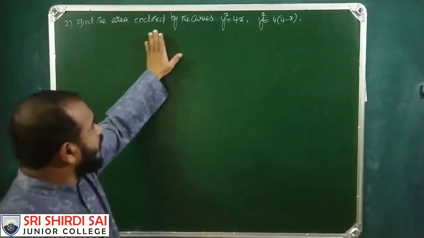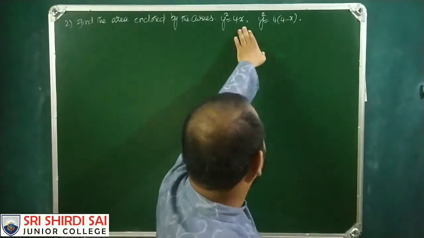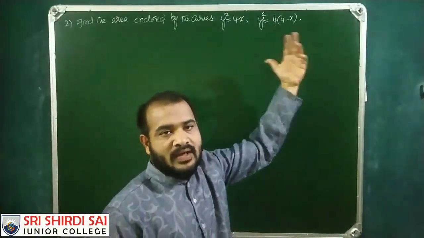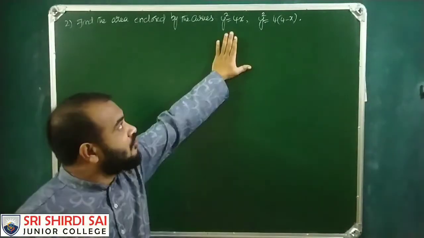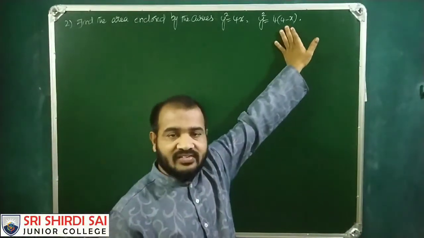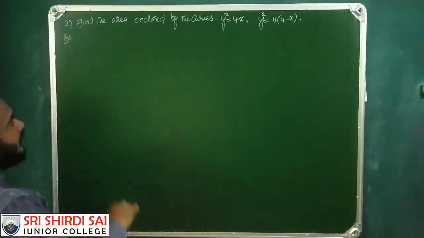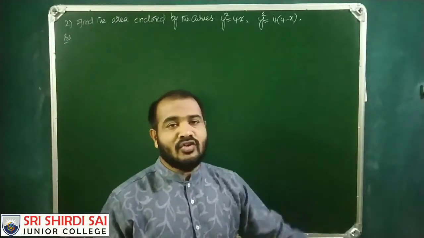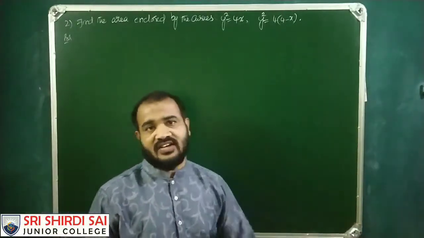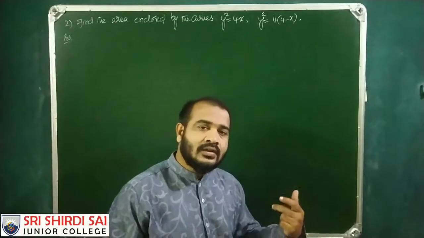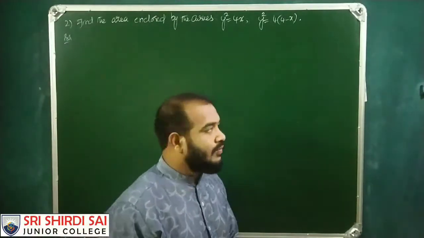The area enclosed by the curves y square equals 4x and y square equals 4 into 4 minus x. Both are parabolas, one whose vertex is at the origin and one whose vertex is not at the origin. Since the limits are not given, that means these two are intersecting curves. So actually through solving, we will find the points of intersection.